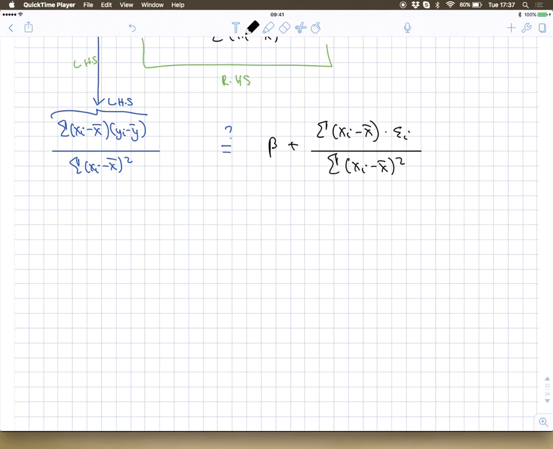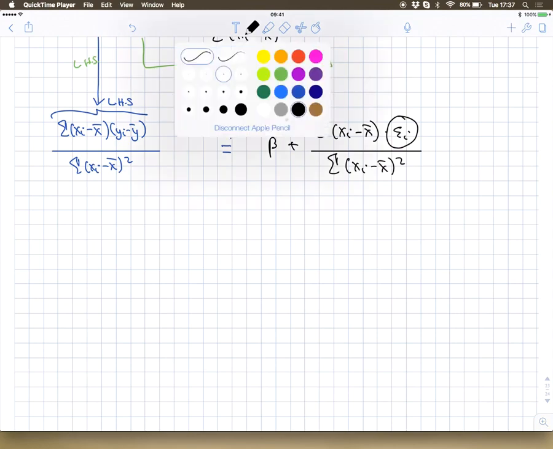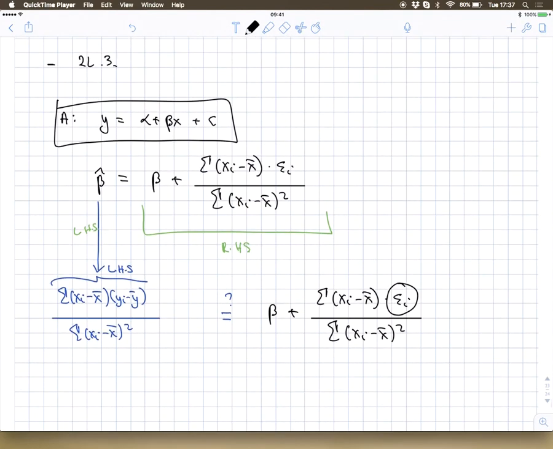Yeah, Dragos. Yeah, you have an epsilon here. You don't have any epsilon on the left-hand side, and you don't have any y's on the left-hand side. So of course the first step would be to try and replace the yi with this assumption here. So let's do that.